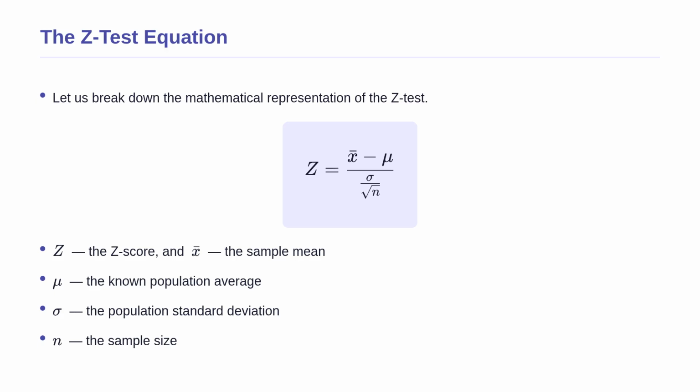Notice the denominator. If the sample size n increases, the standard error shrinks, making the resulting z-score larger and more statistically significant.